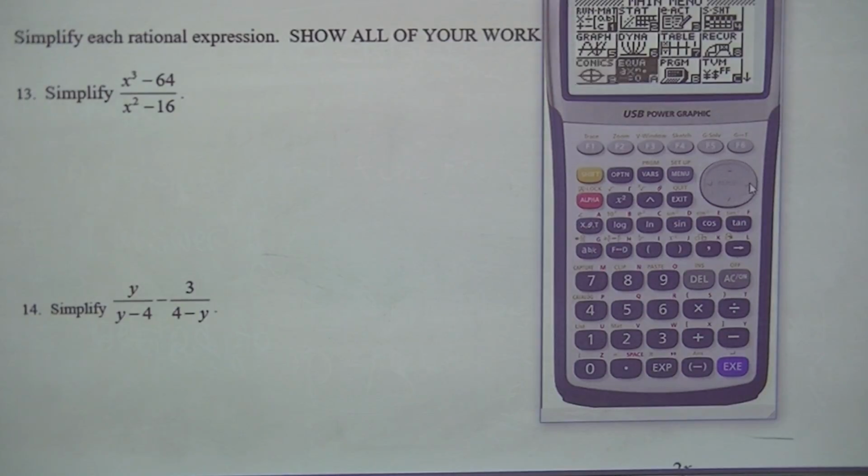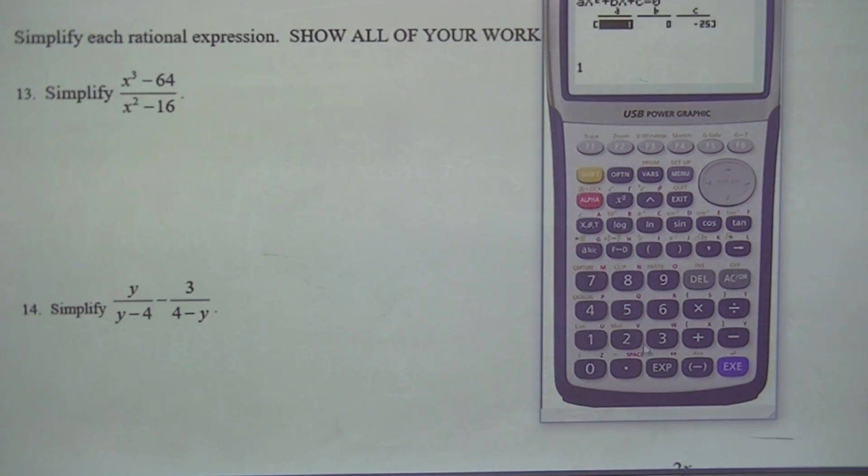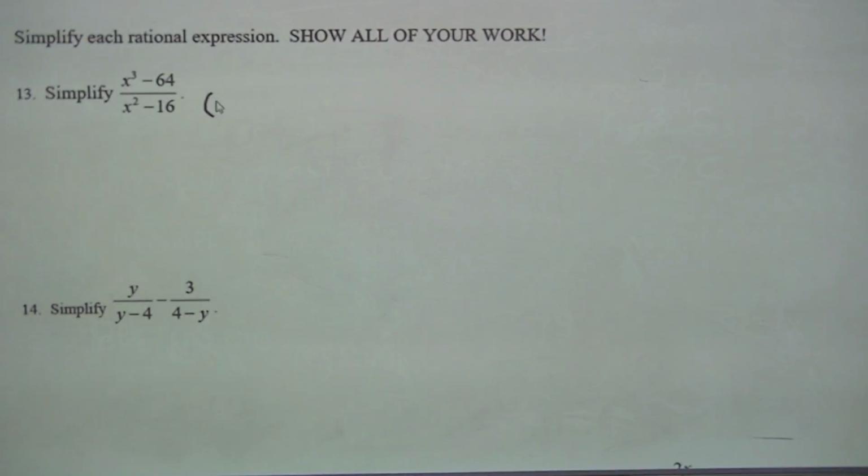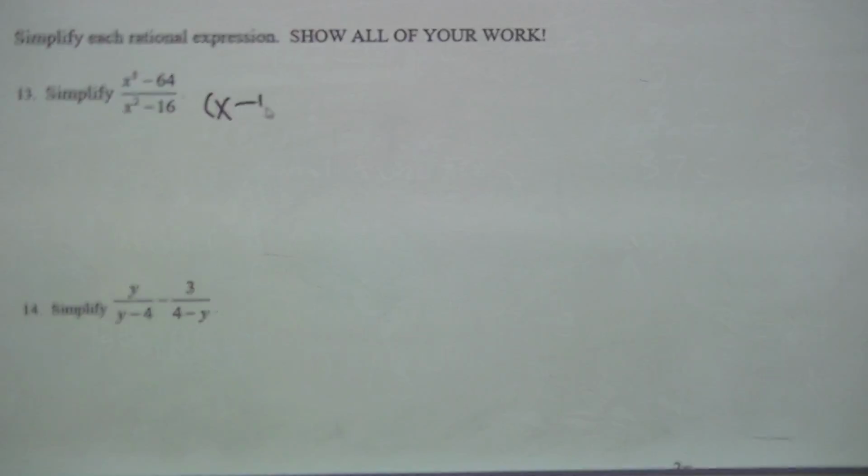I'm going to go to menu and equa. Polynomial, degree 2, 1, 0, negative 16. That's going to factor to x plus 4, x minus 4. X minus 4, x plus 4, just to stay consistent.